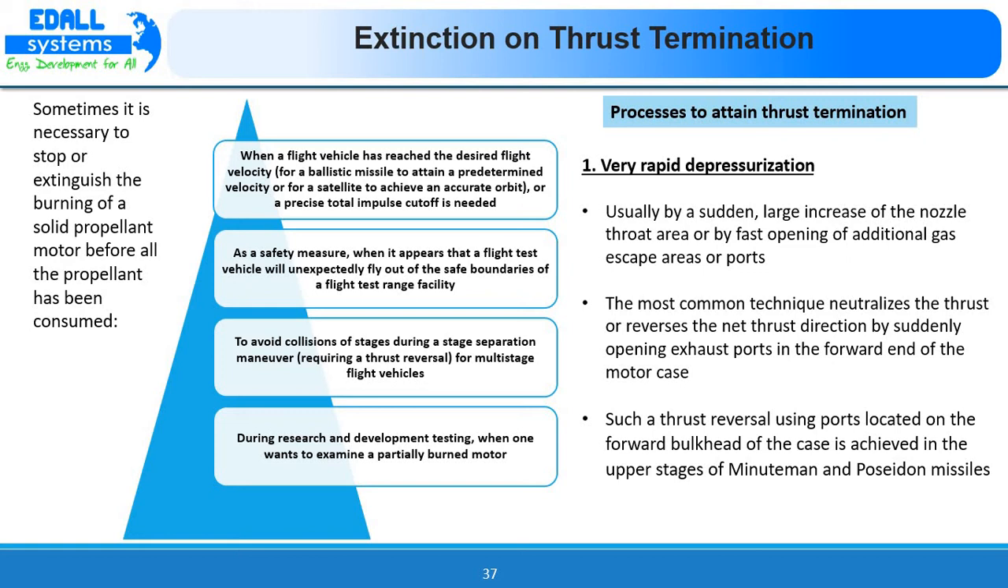The most common technique neutralizes the thrust or reverses the net thrust direction by suddenly opening exhaust ports in the forward end of the motor case. So this depressurization can be achieved by opening some of the ports which are present in the forward direction of the motor case. Such a thrust reversal using ports located on the forward bulkhead of the case is achieved in the upper stages of Minuteman and Poseidon missiles. So this kind of rapid depressurization has also been tested on some of the missiles and has been successful. So this way we can terminate the thrust in between by using a depressurization system.